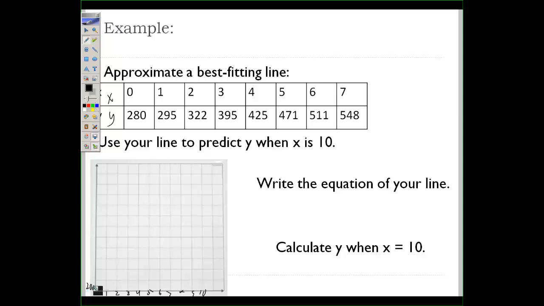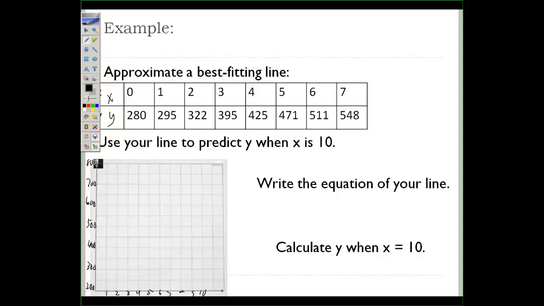And we'll go up by 50s. So that's 250, 300, 350, 400, 450, 500, 550, 600, 650, 700, 750, 800. And the reason I chose that big of an increment is because I noticed that my lowest number is 280 and my largest number is 548. I need to make sure I can fit all these on my data plot.